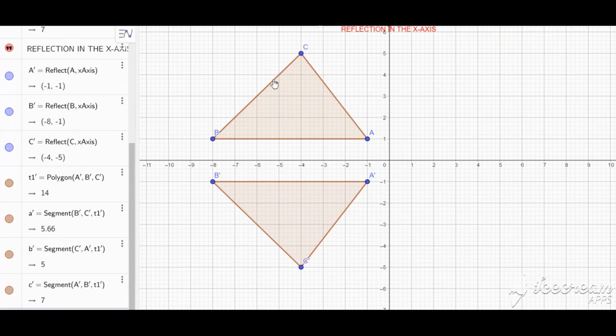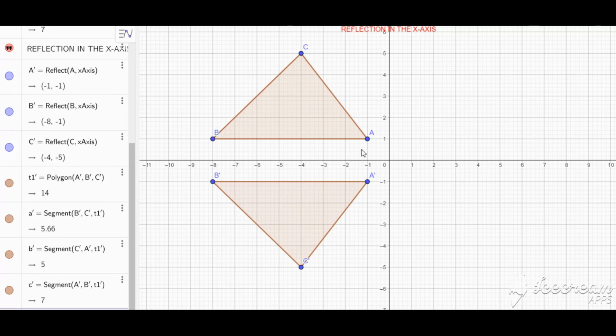Now, because we're reflecting in the x-axis this time, let us look at the x-coordinates. As you can see, if I were to bend the Cartesian plane about the x-axis, then these two would overlap, which means that the x-coordinates would have remained the same, but the y-coordinates would have changed. Now let us look at A. A has the coordinate negative 1, 1, but A prime is negative 1, negative 1. So the x-coordinate remained the same, but the y-coordinate was negated. Look at B. B is at negative 8, 1, but B prime is at negative 8, negative 1. So a similar concept is applied. Whenever I reflect in the x-axis, the x-coordinates will remain constant, but the y-coordinate becomes negative.